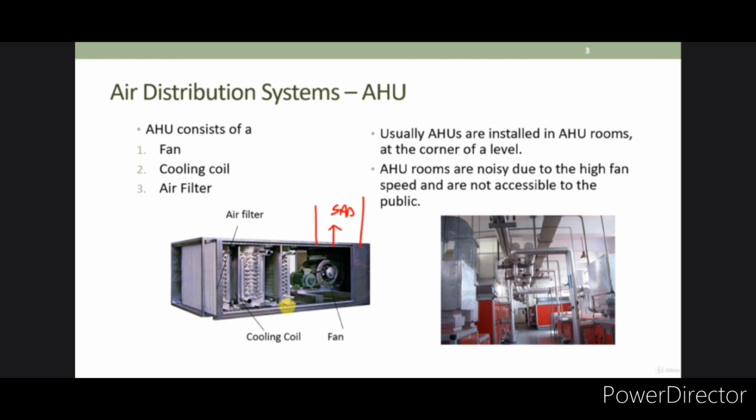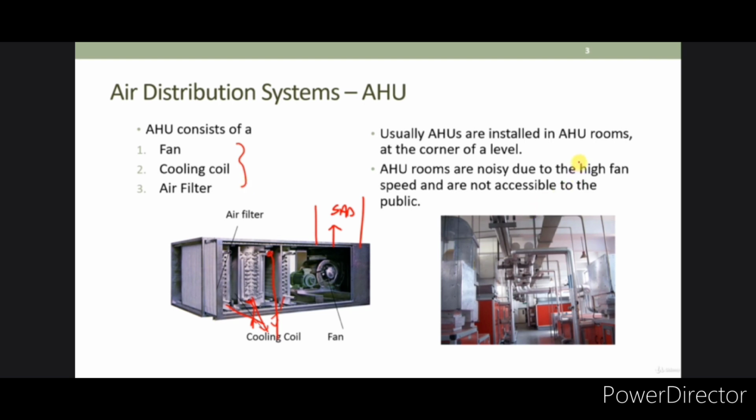Because in this AHU, there's a reheat coil as well. This is the heating coil and this is the cooling coil. So as you can see from the pipe over here, chilled water will flow in and after that it will come out as return water. Alright, so the air conditioning process will happen at the cooling coil, and before passing into the cooling coil, it will be cleaned up by the air filter first. So these three components are inside every AHU.